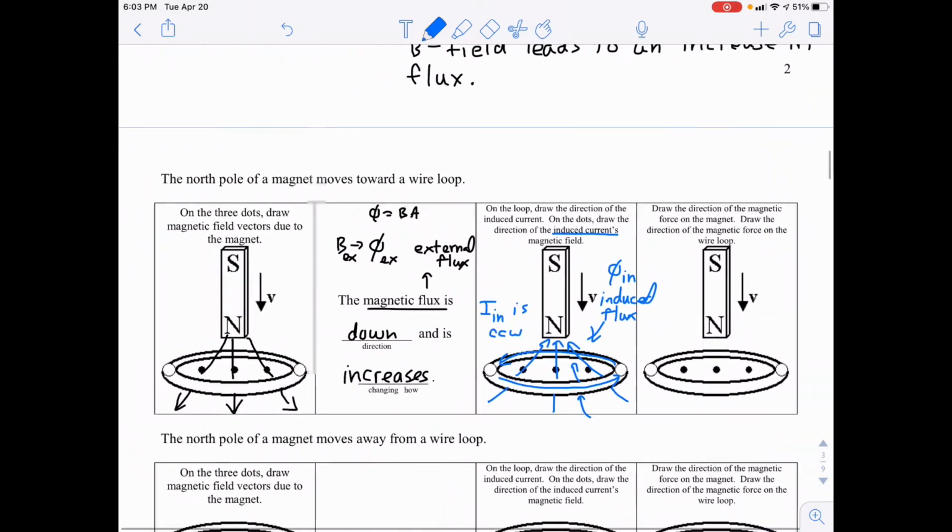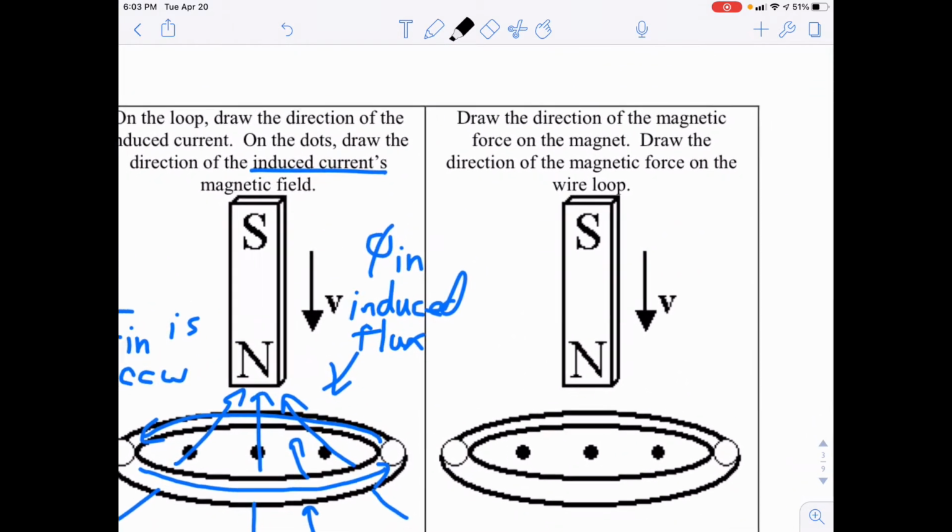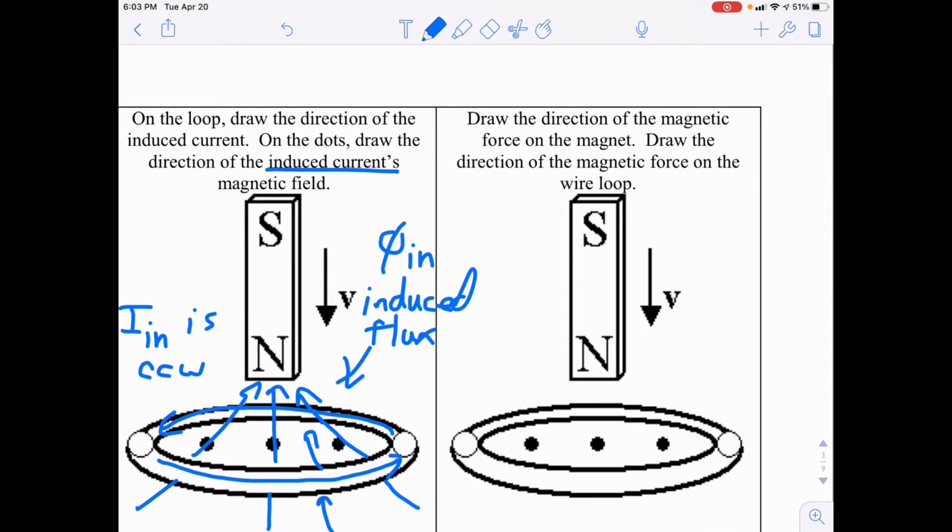Now, look at what we have here. We have a situation where the induced flux opposes the direction of the external flux. Now, what does that mean about forces involved? Draw the direction of the magnetic force on the magnet and the direction of magnetic force on the wire loop.